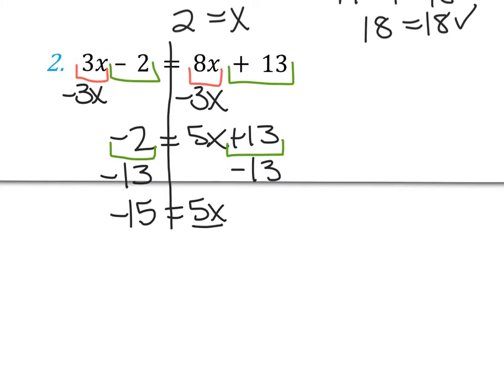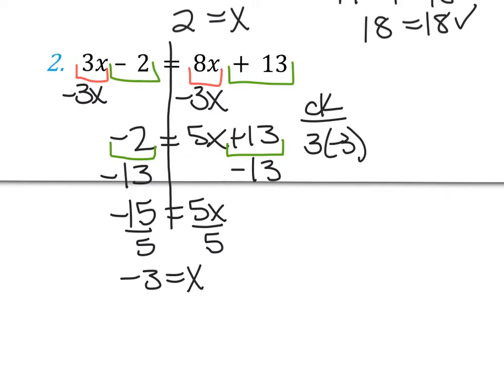My last step is to figure out how much is 1x instead of 5x's, so I'm going to divide and get negative 3 equals x. Let's do one last check with this, and then I will let you check on your own from here on out.